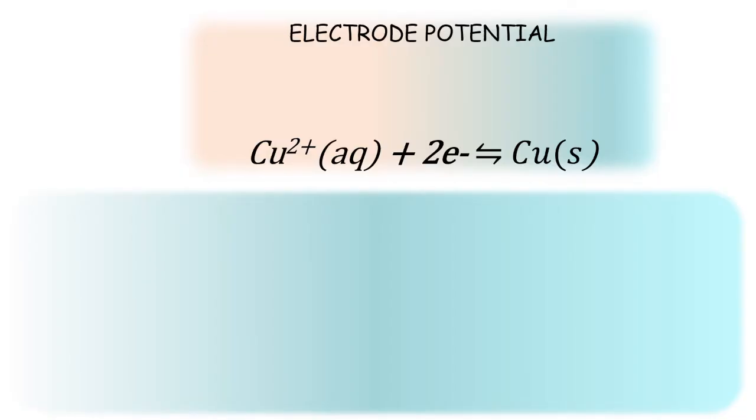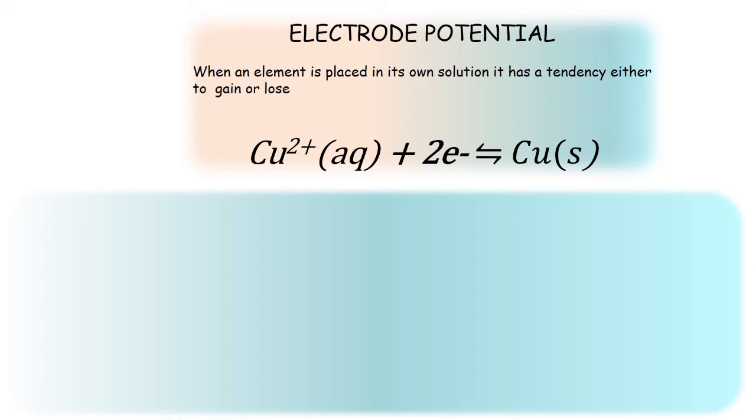Now let us understand the concepts of electrode potential. What is electrode potential? When an element is placed in its own solution, it has a tendency either to gain or lose electron. This tendency is known as electrode potential.